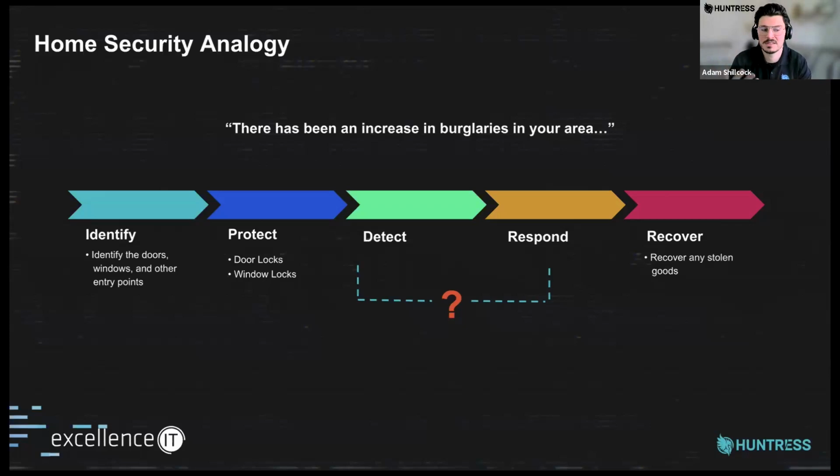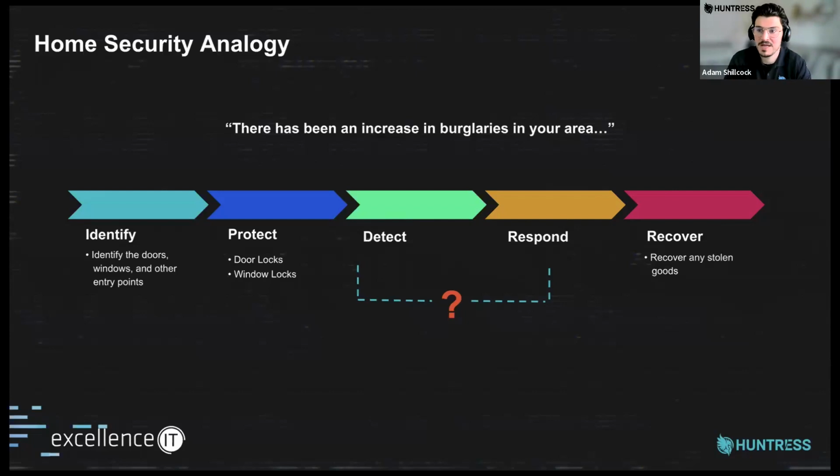There's five key pillars. We have the identify, protect, detect, respond, and recover pillars. So translating that into a home security analogy, let's say there's been an increase in burglaries in your area. You as an individual trying to protect your home need to identify all the doors, the windows, all the different entry points that a burglar could come into your home through.